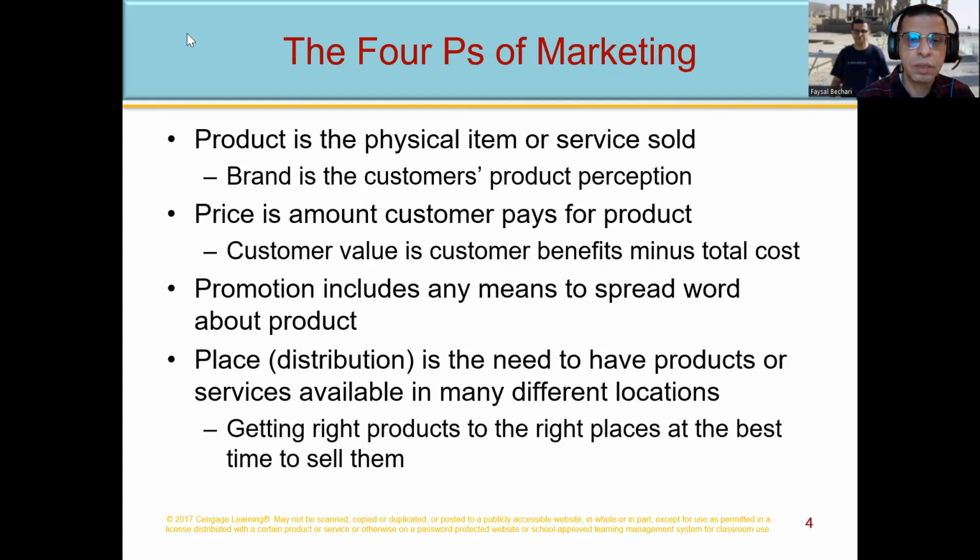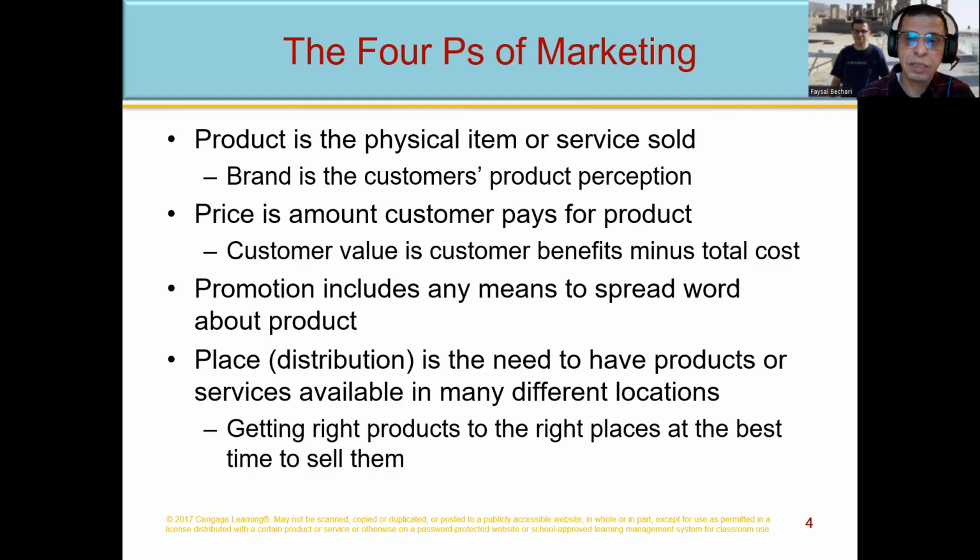Now, one of the things that we learned is that there are always the 4 P's in marketing, which are price, promotion, place, and product. Here, the product is a physical item or service sold, or an idea. Brand is the customer's product. Then we have the price, which is the amount the customer pays for the product for the value that he sees in it. And you have the promotion, which is advertisement, including any means of spreading the word about the product.